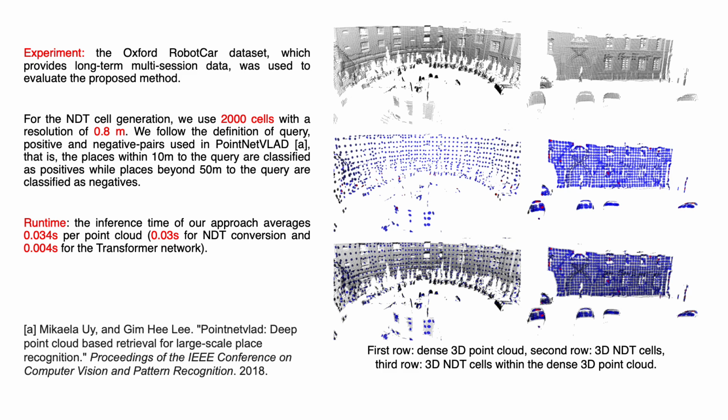The inference time of our approach averages 34 milliseconds per point cloud, in which 30 milliseconds is used for NDT conversion and 4 milliseconds for the transformer network.